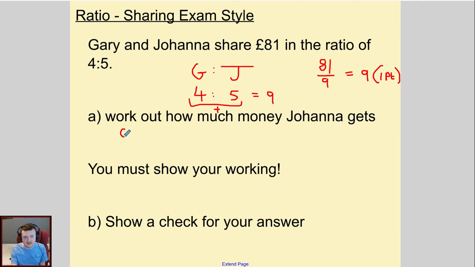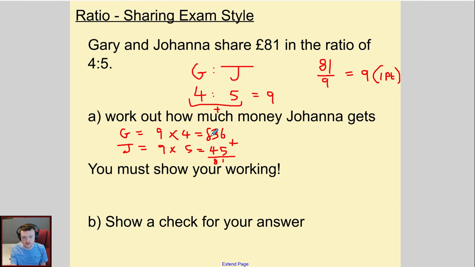Finally, I'm going to do for Gary, which I'll just do G, is equal to 9 times by 4, because he's worth 4 parts, which makes 36. And Johanna is 9 times by 5, which is equal to 45. When you do this, make sure you add them back up together to make sure that you do get 81 at the end, which in this case I do. Always make sure you do that, because if you don't make 81, you've gone wrong somewhere, and that gives you a clue of where to start looking. So in this case, Gary gets £36 and Johanna gets £45.